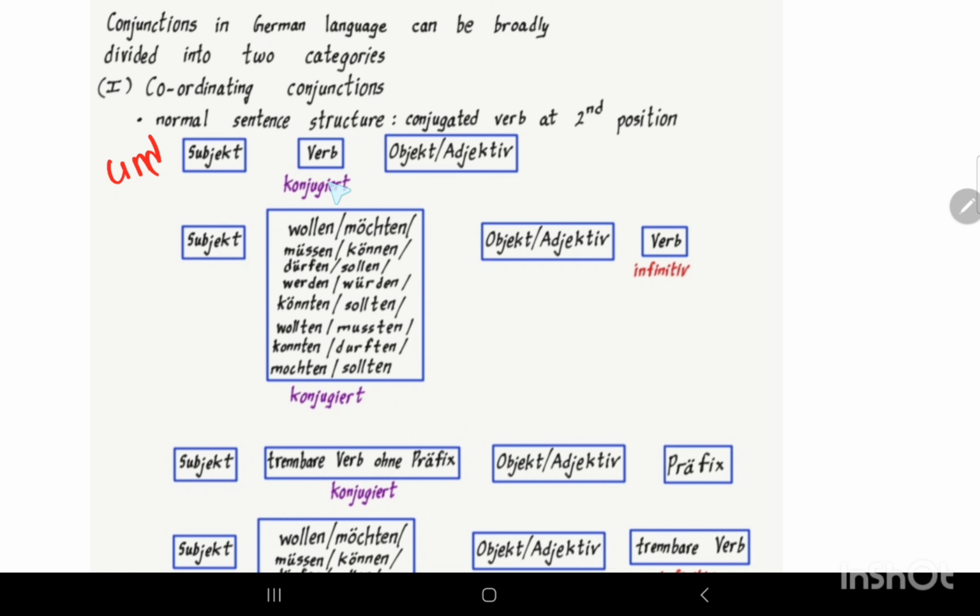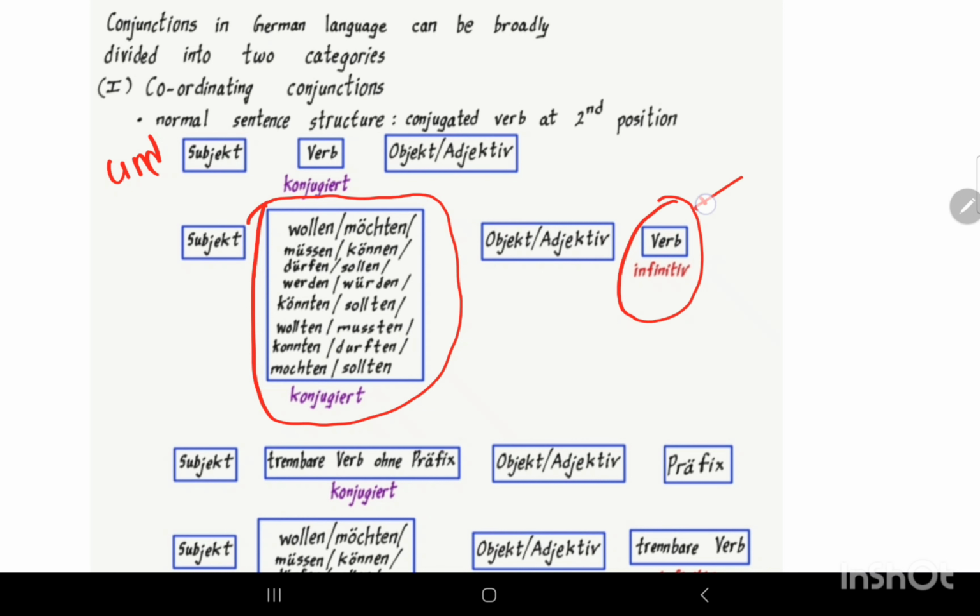What is the sentence structure for a sentence where you have two verbs? The one verb can be a modal verb in present tense, past tense, or the modal verbs in Konjunktiv zwei format. I hope you know what that is. And the other verb will be at the last position, in infinitive format. This is the normal sentence structure. And you may or may not have the object or the adjective.